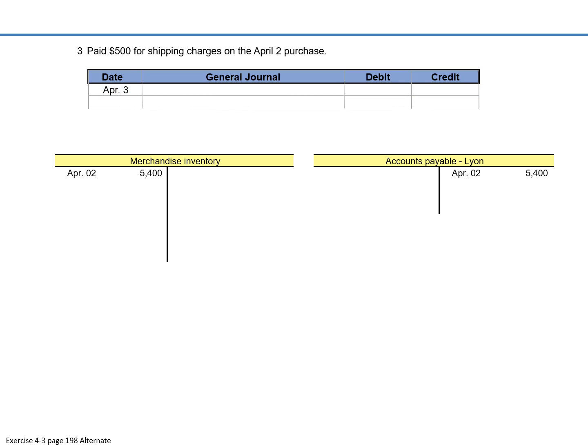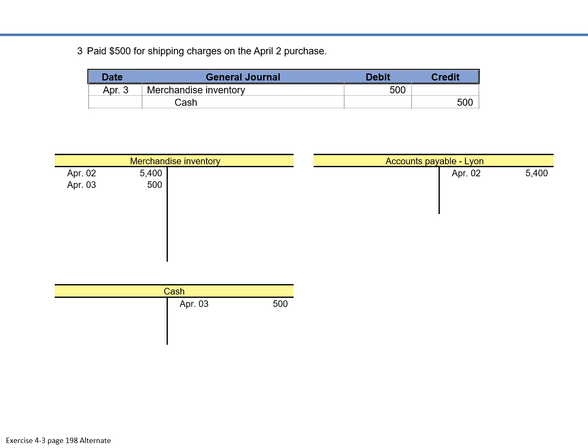In our second transaction, we paid $500 for shipping charges on the April 2nd purchase. They were shipped FOB shipping point, meaning they become the buyer's responsibility at the time they hit the truck for transportation to the buyer's facilities. So we increase our merchandise inventory cost by the $500. And they don't tell us how we paid, so we're assuming cash. Credit $500. Post those to our T accounts.